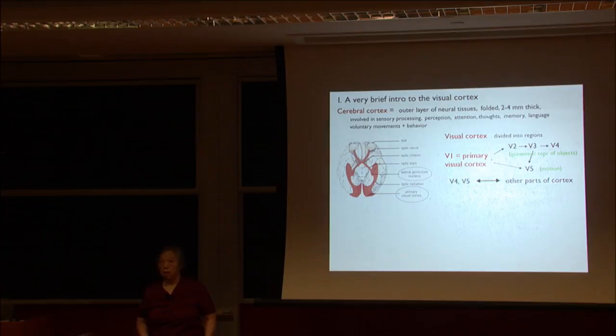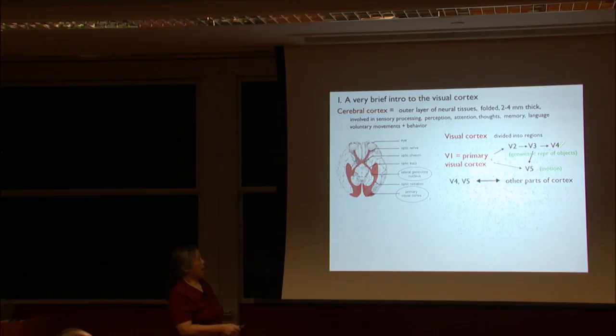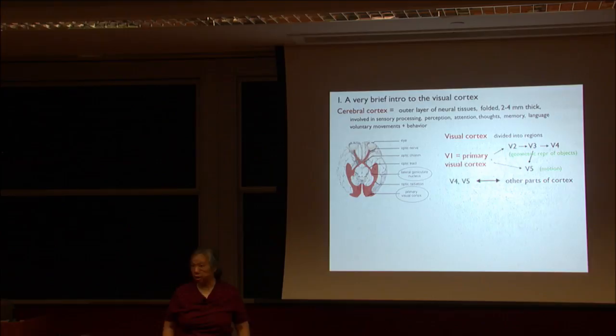Now the visual cortex is divided into lots of different regions, V1, V2. I'm going to be focusing on V1, which is called the primary visual cortex. It's the first place where the information arrives. Now, very roughly speaking, you can think that there are two streams. One is responsible for a kind of geometric representation of objects, and the other for motion. That's really oversimplifying it. They talk to each other, and things get passed back and forth.